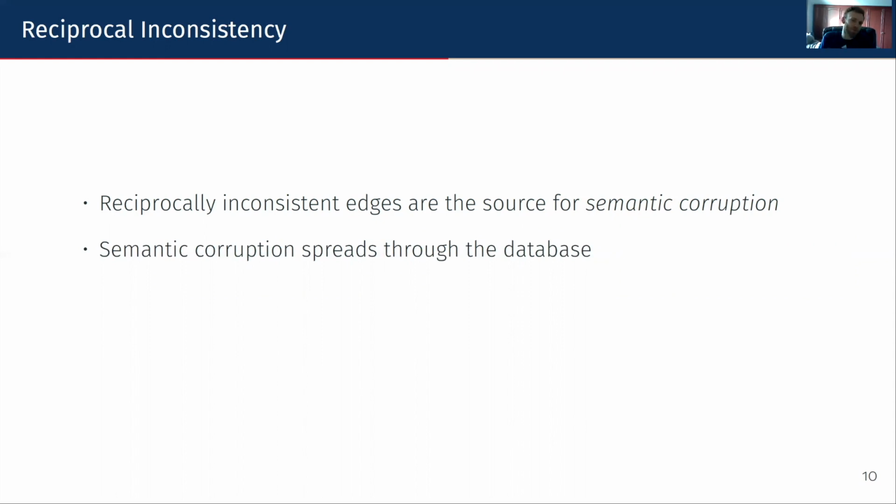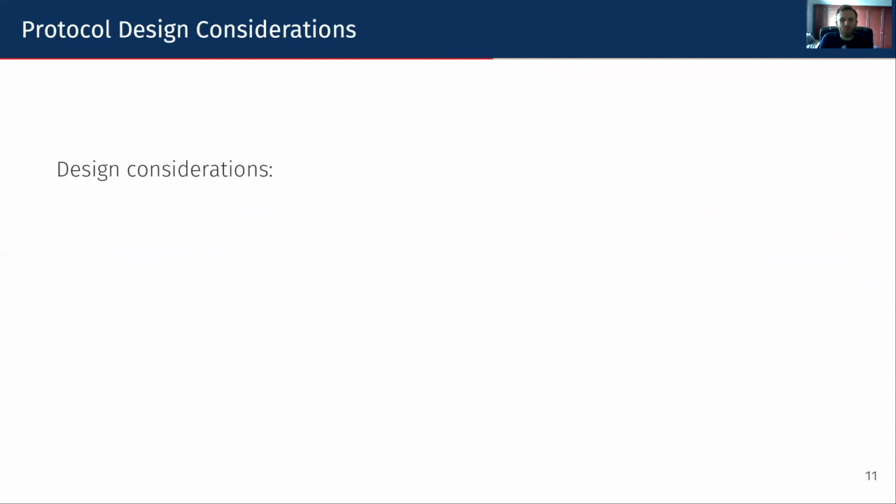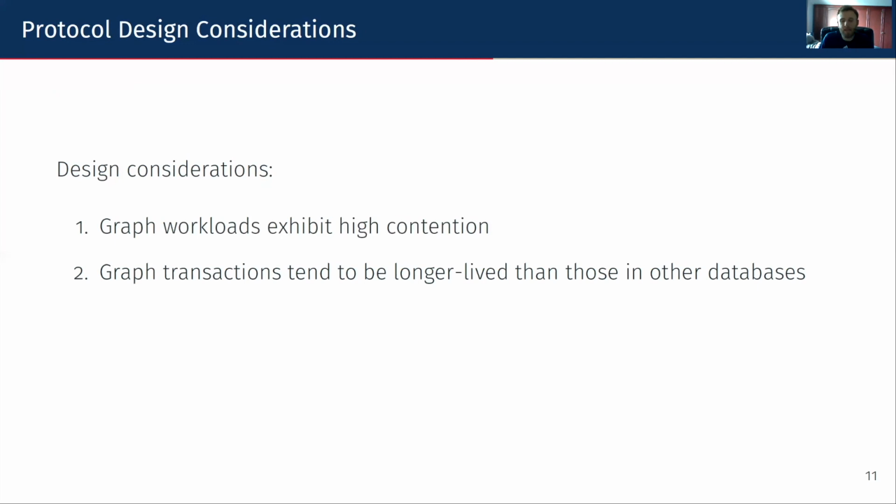To preserve reciprocal consistency, one can implement serializable distributed transactions at a cost to performance. However, we opted for a different approach, designing a lightweight concurrency control protocol that aimed at just preserving reciprocal consistency for distributed edges, a much weaker guarantee. When designing this protocol, it was important to consider the defining characteristics of graph databases. Firstly, graph workloads tend to exhibit high contention, again a result of many graphs' scale-free nature. Secondly, graph transactions tend to be longer lived than those in other databases.